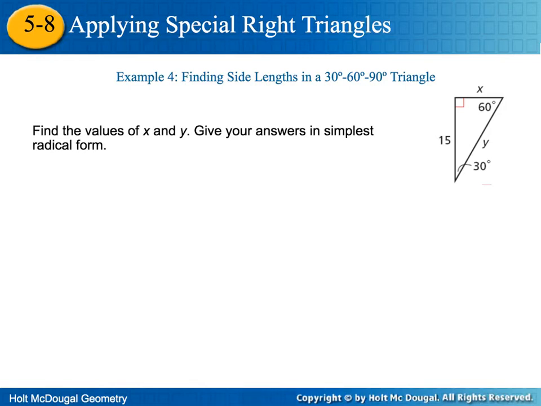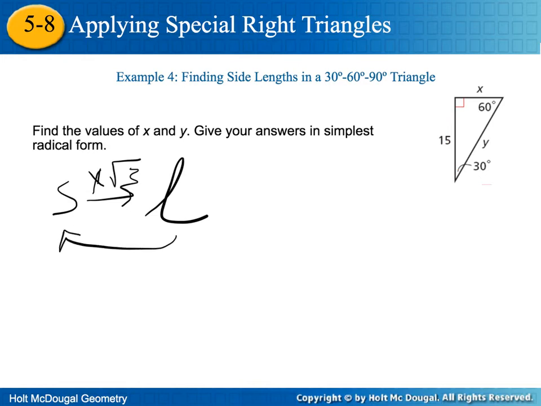Alright, this one is a little more difficult because they give you the long side and you have to find this one. So again, we have short to long. We multiply by square root of 3. So to go from long to short, I have to divide by square root of 3. And the best way for you to remember: on the 45, 45, 90 triangle, you're multiplying by square root of 2. On the 30, 60, 90, you multiply by square root of 3.